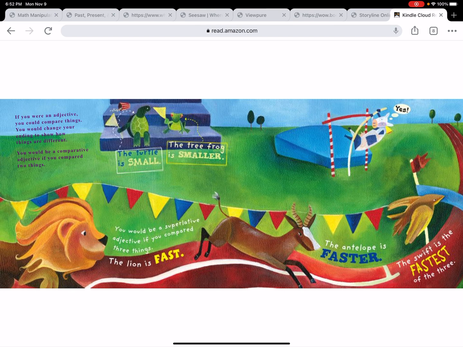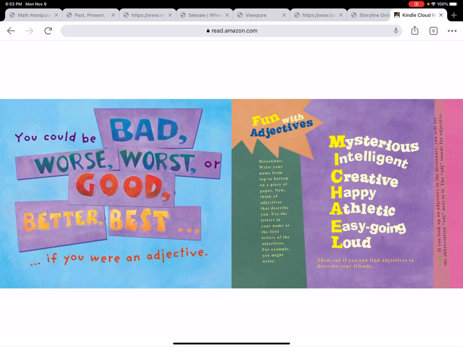You would be a superlative adjective if you compared three things. The lion is fast. The antelope is faster. Faster is another comparative adjective. The swift is the fastest of the three. You could be bad, worse, worst, or good, better, best if you were an adjective.